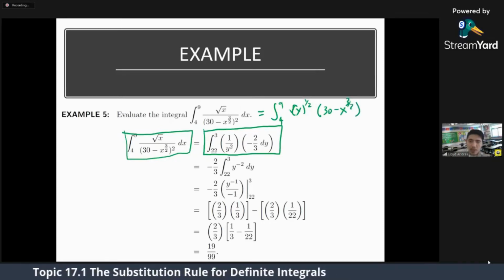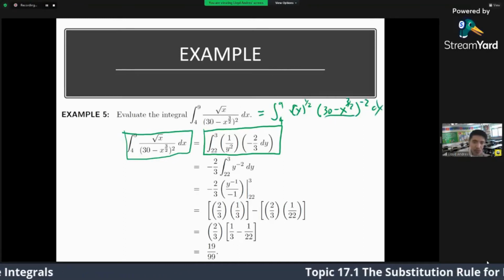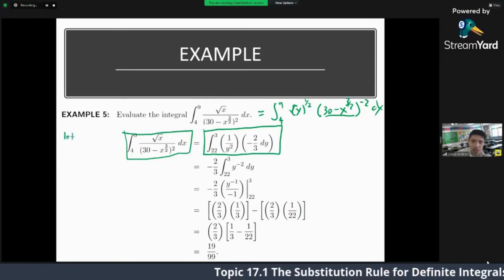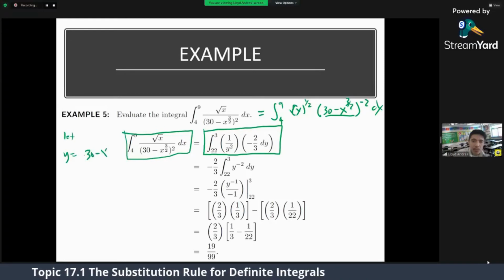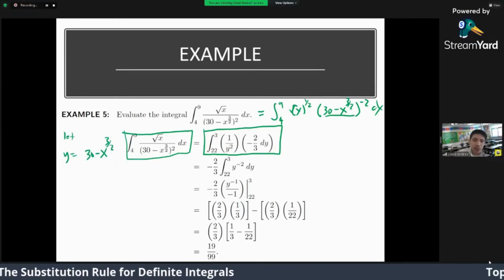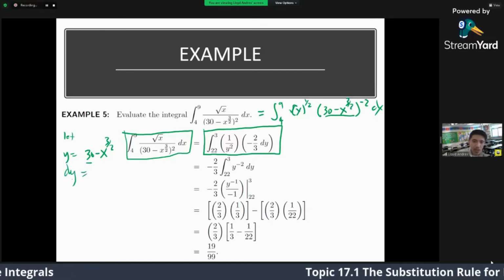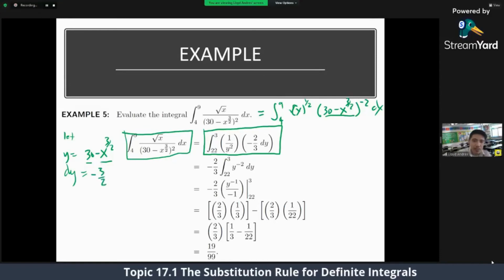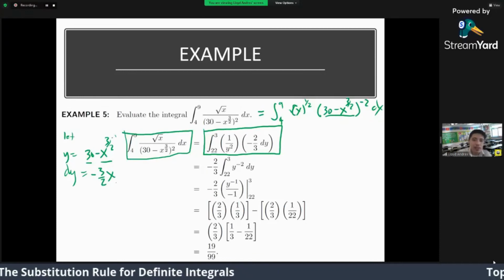Tapos squared man, pero nasa baba, negative 2 na dx. So, ang ilet na to is kana. So, we let y be equivalent to 30 minus x raised to 3/2. Then, dy is, ang 30 is constant, so 0 kanina ta mag-differentiate. We have negative 3/2 x. Diba, mag-minus 1 ta diha. 3/2 minus 1, that's 1/2.